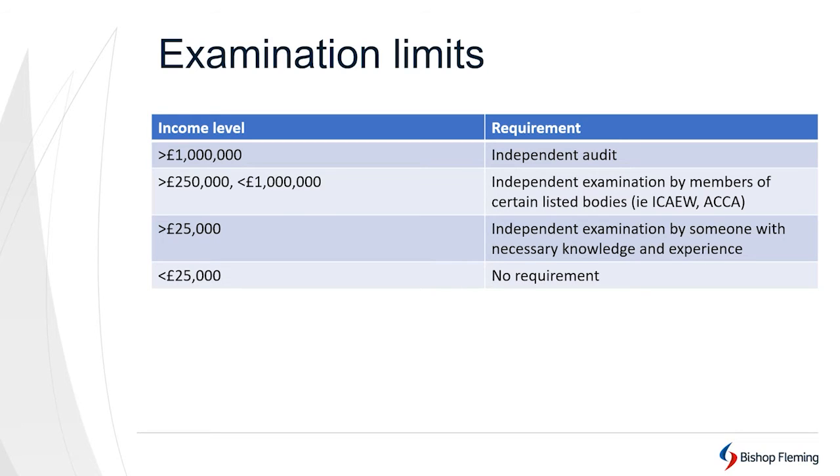And then for the smaller charities, with income between £25,000 and £250,000, you still need an independent examination, but they've expanded who can complete it. It just needs to be somebody with the necessary knowledge and experience, but they don't have to be a practicing member of a professional body. And then the very smallest charities, those who just need to prepare accounts but don't need to publish them with the Charity Commission, have no requirement for any independent examination.